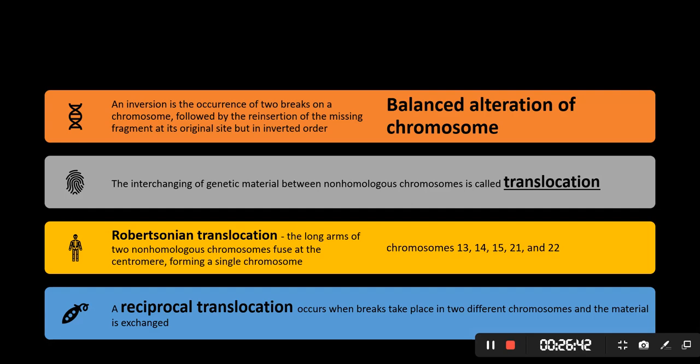Another is reciprocal translocation. So it occurs when a break takes place in two different chromosomes and the material is exchanged. That is just what I explained as an example, the translocation between 9 and 22, the chromosome fragments got broken and they got exchanged. Okay, so that's a reciprocal translocation, a type of translocation. Okay, one of them is Robertsonian, the other is reciprocal.